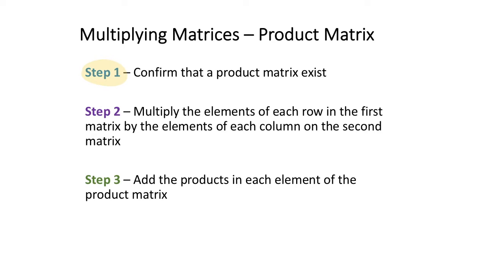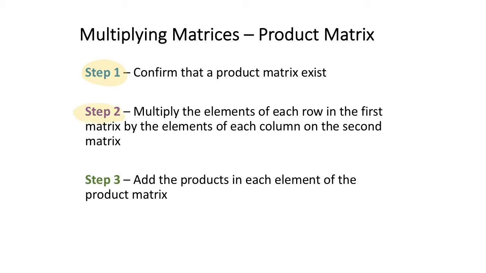Now a product matrix will exist when we have the same number of columns in the first matrix and the same number of rows in the second matrix. So if you're not sure how to check for that, go back and have a look at the video introducing a product matrix, and it will explain how to test to see whether a product matrix exists.